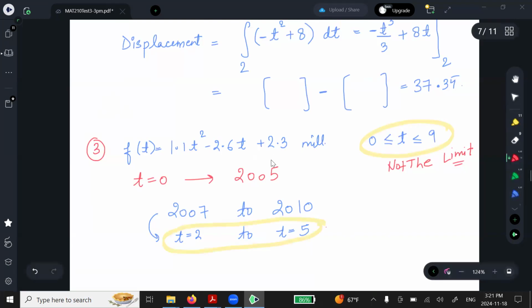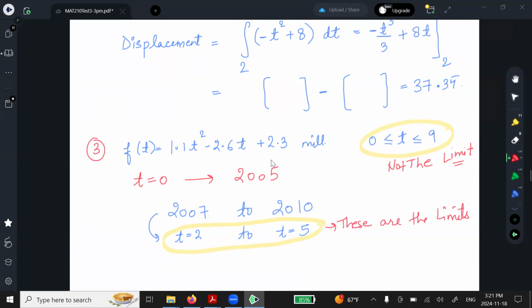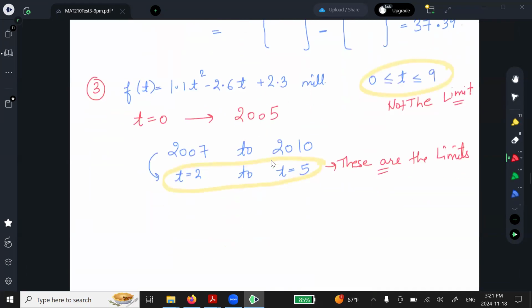Okay? And that's it. Once you have the correct limits, then all you have to do is integrate. Integrate going from 2 up to 5. The function is given to you, 1.1 t squared minus 2.6 t plus 2.3 dt. Right? Anybody, any questions with this?